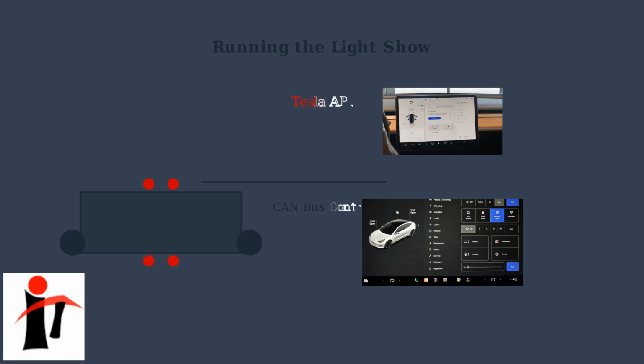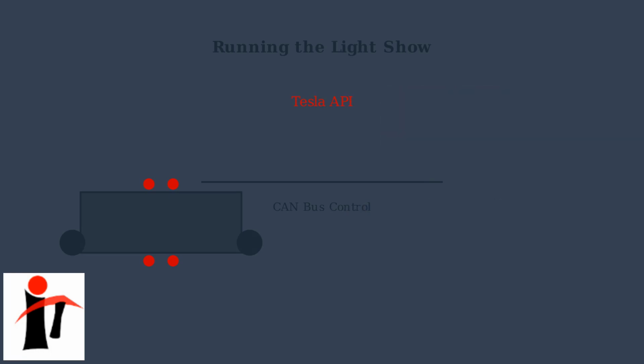Behind the scenes, Tesla's API communicates with the vehicle's systems to orchestrate the light patterns. This connects through the CAN bus, a network that controls all vehicle electronics without requiring any hardware modifications. The software handles everything seamlessly.